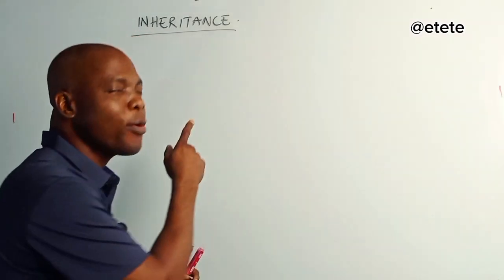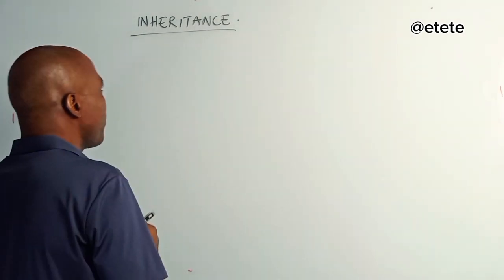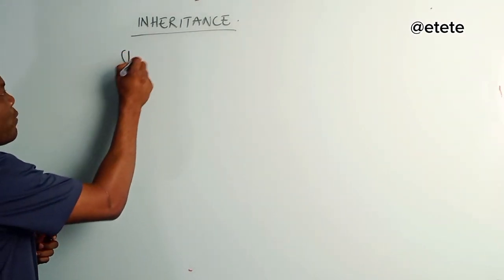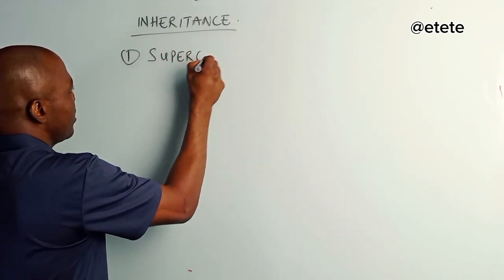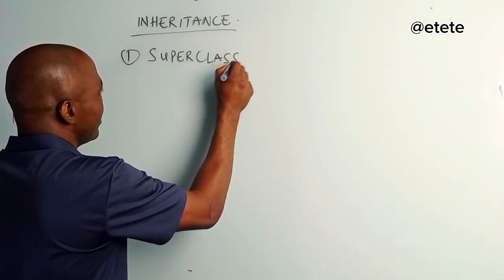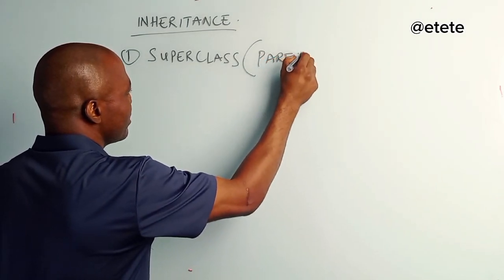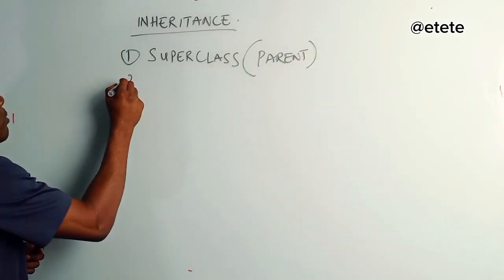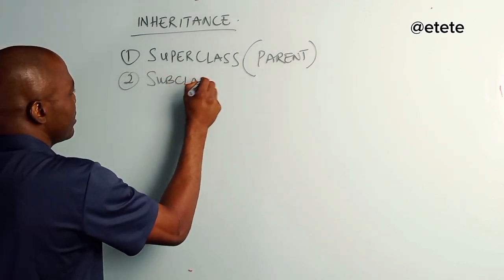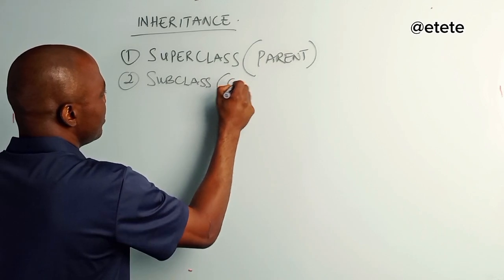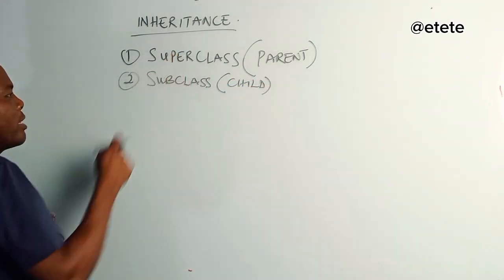So let's see how it is done in Python, right? So what are the keywords that we have here? So we have the first one, which is what? Superclass. Superclass, right? This is actually referred to as a parent, right? And then we have the subclass, right? This is referred to as the child, right? So this child is going to inherit from this father.